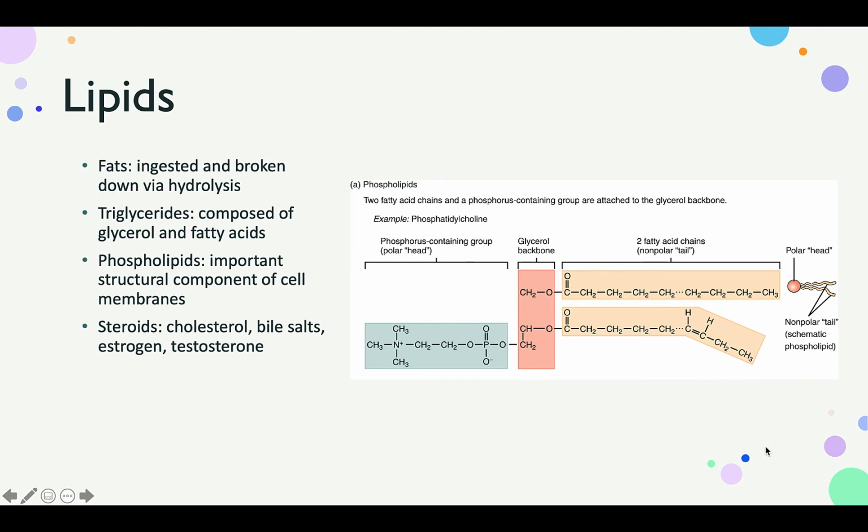Lipids, or fats, are a very diverse group of organic molecules. Triglycerides are kinds of fats that we find in our diets, in things like cheese and milk. Phospholipids, shown here, make up cell membranes. Steroids, like cholesterol, are important for hormones like testosterone and estrogen, and bile that helps break down dietary fats.